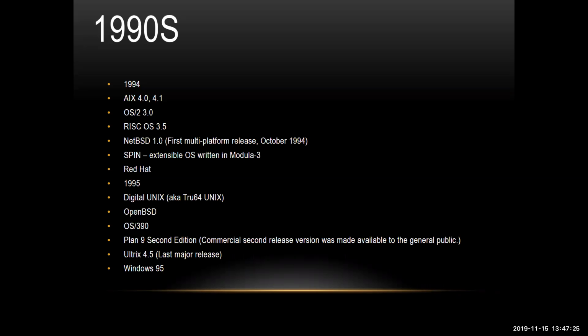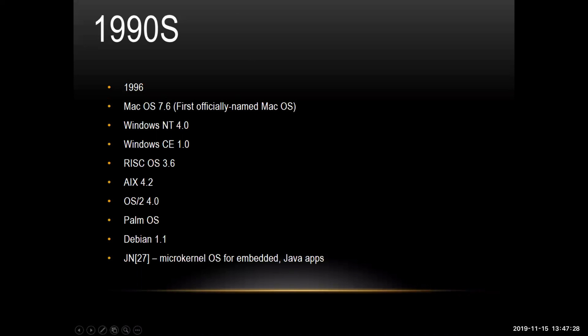And then during 1996, we had Mac OS 7.6, Windows NT 4.0, and then Windows CE 1.0. Windows CE is an operating system subfamily developed by Microsoft as part of its Windows Embedded family of products. We also had RISC OS 3.6, AIX 4.2, OS/2 4.0, and then Palm OS.